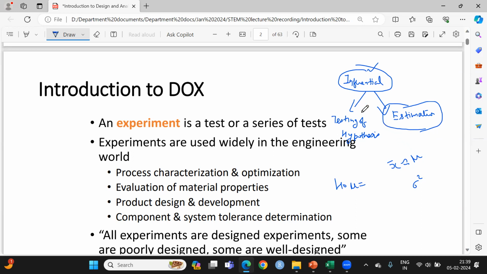The second is a different criterion. We are making a statement about the population parameter, and based upon the sample observations, we want to test whether the statement we have made regarding the population parameter is correct or incorrect. Is all the idea clear?